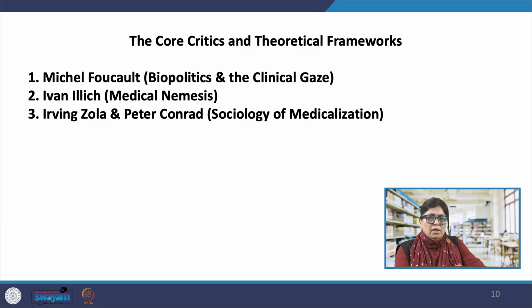theorists who challenged the expanding jurisdiction of modern medicine. So, first is Michel Foucault, Biopolitics and the Clinical Gaze. Foucault argued that modern states use medicine as a form of social control, biopower, and the clinical gaze isolates the human body from its social context and turns it into a site of institutional observation, classification, and discipline.